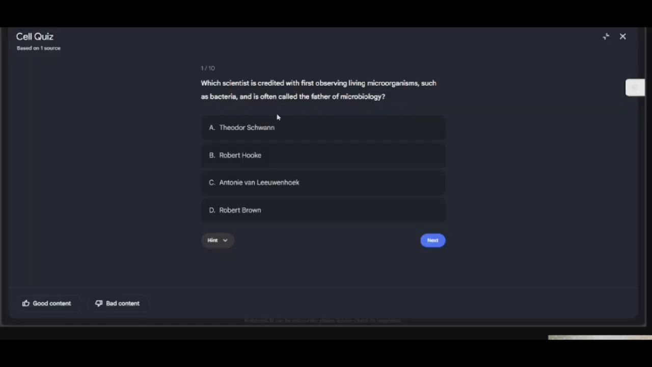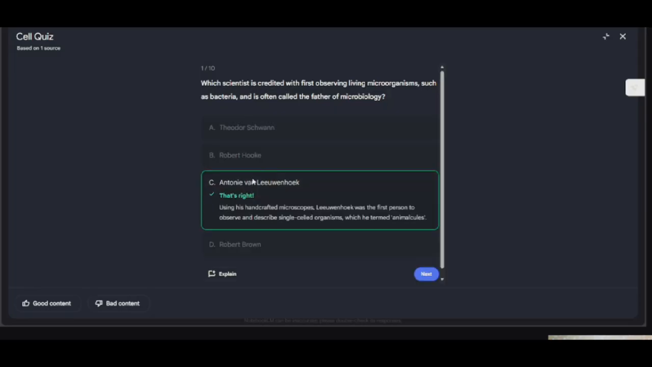Okay. So our first question is: which scientist is credited with first observing living microorganisms, such as bacteria, and is often called the father of microbiology? I'm not asking who first observed dead microorganisms. I'm giving you a hint: who first observed living microorganisms, such as bacteria, in a pond? The answer is Anton van Leeuwenhoek.